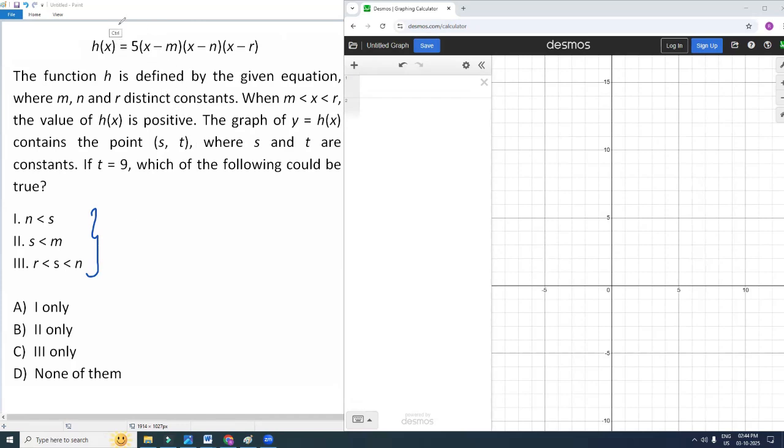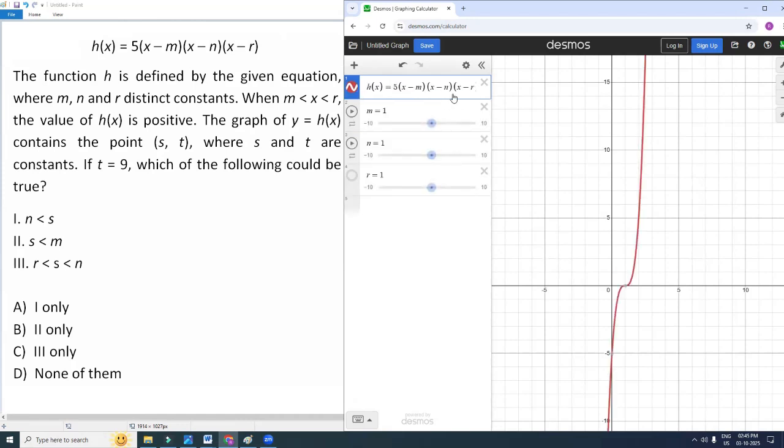Let's use Desmos to solve this problem. Let me enter the given function as input. That is h of x equals 5 times (x − m) times (x − n) times (x − r). Okay, here we can click on R to get the sliders to fix the values for m, n and r.